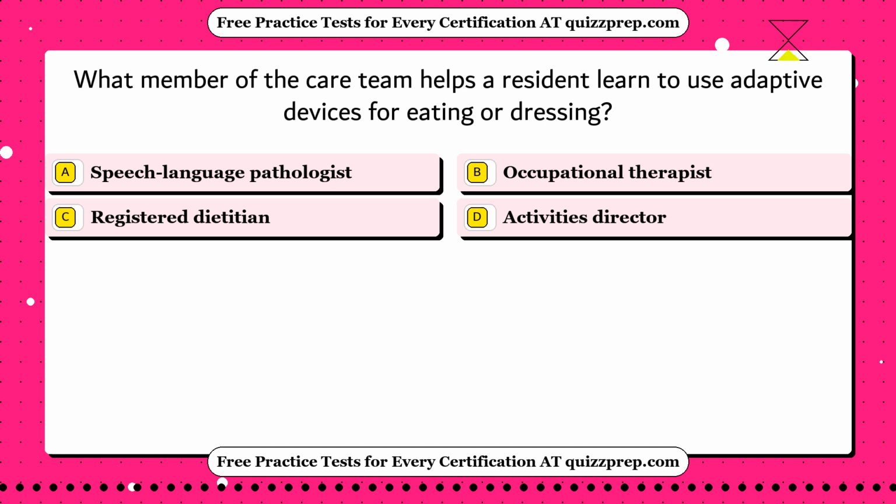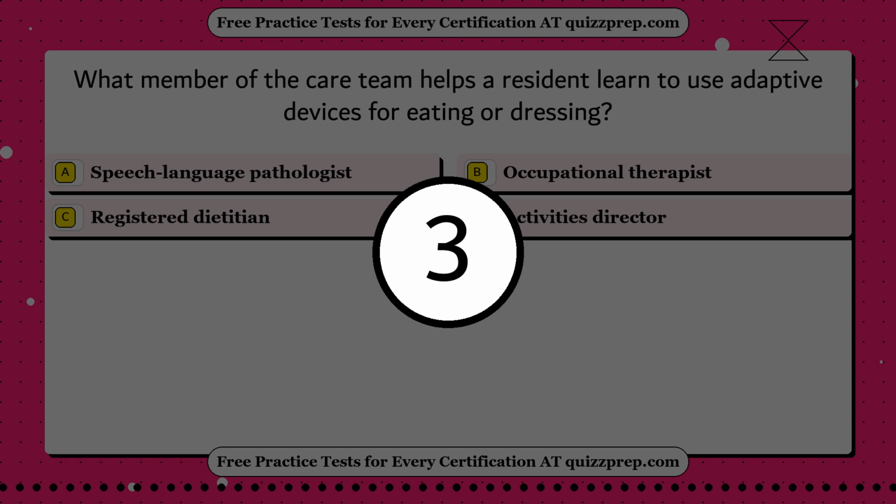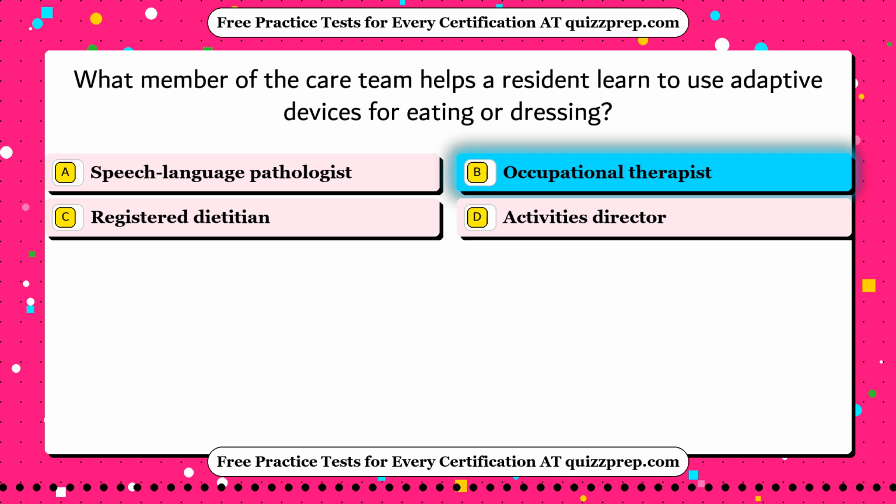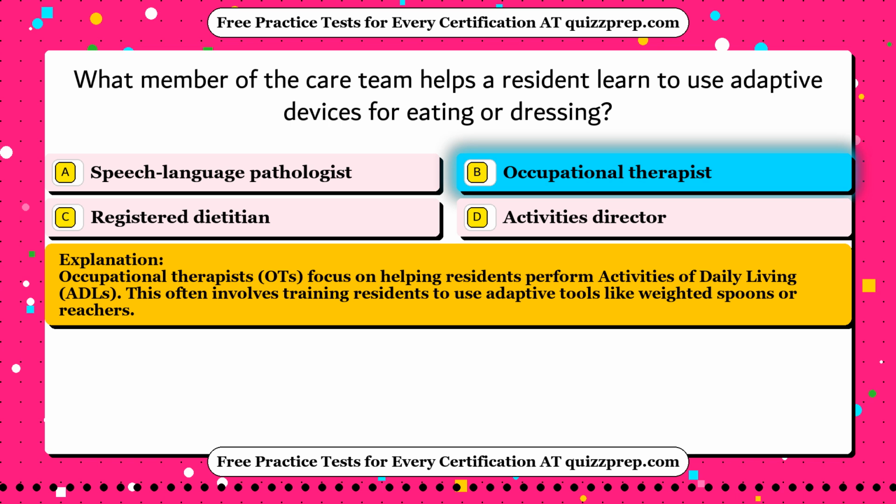Option A, speech-language pathologist. Option B, occupational therapist. Option C, registered dietitian. Option D, activities director. The correct answer is option B, occupational therapist. Occupational therapists, OTs, focus on helping residents perform activities of daily living, ADLs. This often involves training residents to use adaptive tools like weighted spoons or reachers.